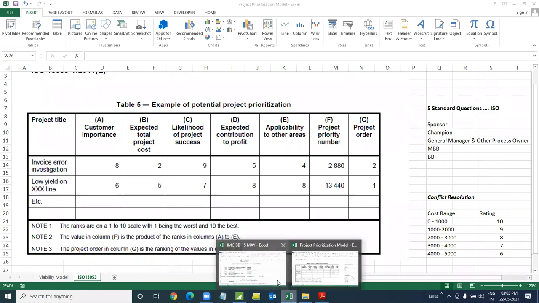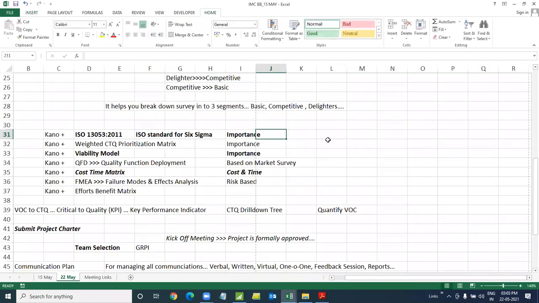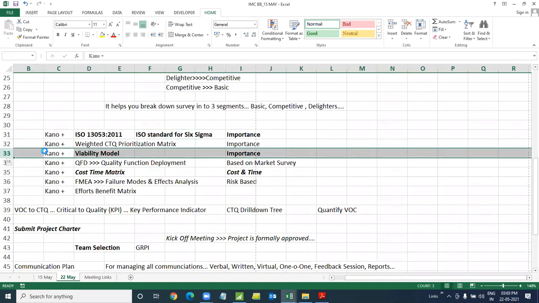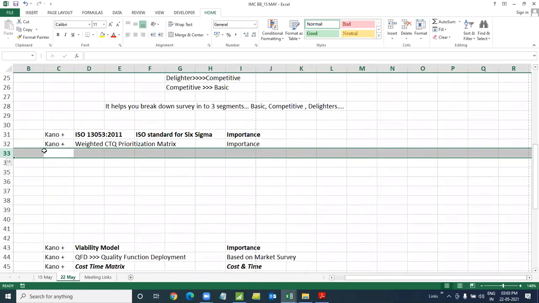Actually, one more thing: when do we use the ISO version? When your management is too standard-focused, if they put a lot of emphasis on standards, then you go with the ISO version. If they're too much into ISO and standards, I would say, then this is the right method of doing it. Weighted CTQ prioritization method is relatively very easy, which you can make right here.